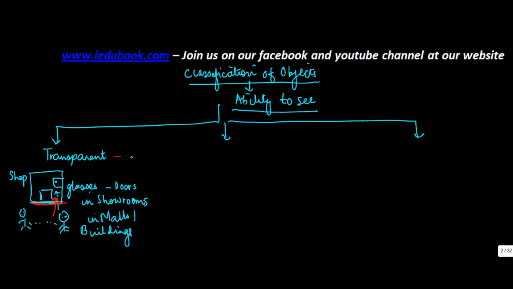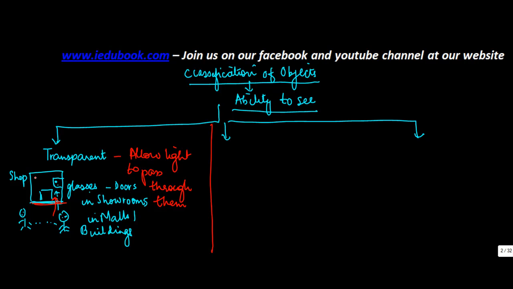And why transparent? What happens is that these glasses or objects, for that matter, allow light to pass through them. So when you see this, assuming there's light, of course, if there's darkness then you can't see anything, but assuming the lights and everything are on, when you see through these glasses you can see what the store has to sell.